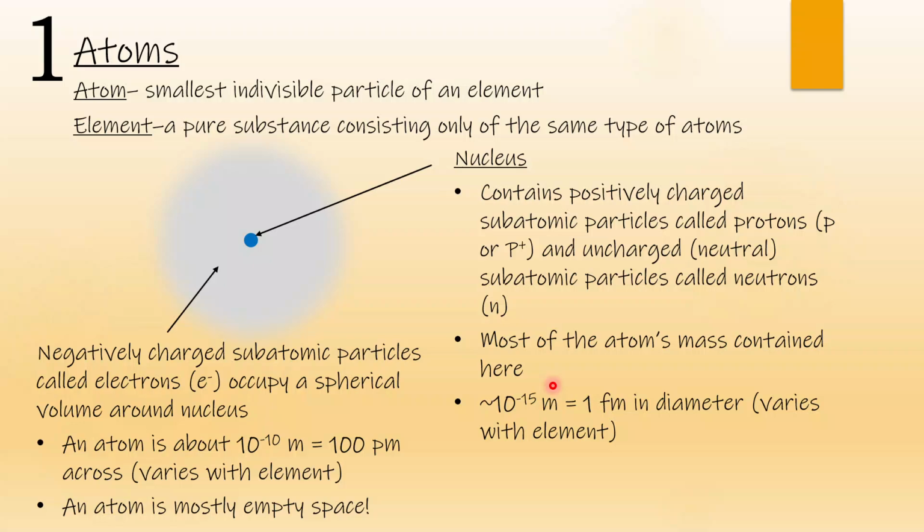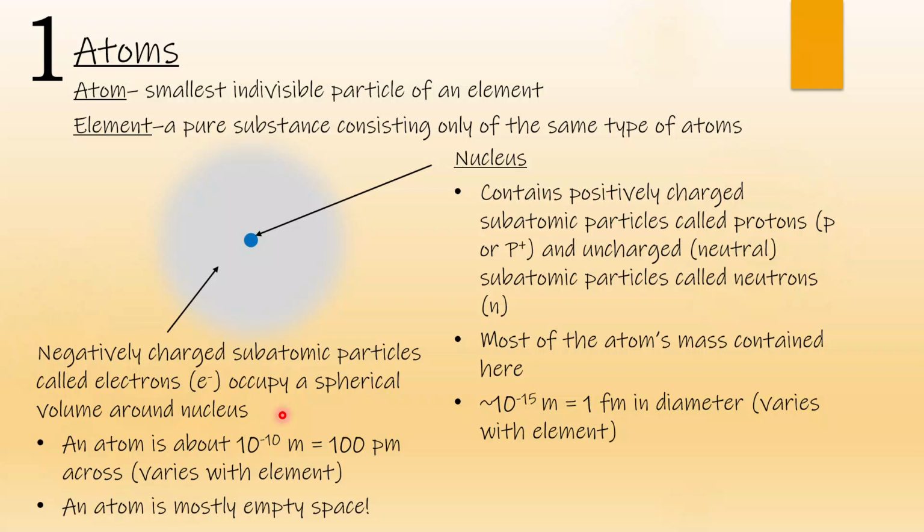Now, this gray volume that surrounds the nucleus, if it were in 3 dimensions, would be a sphere. This is where we have our negatively charged subatomic particles called electrons. And these electrons are occupying this spherical volume around the nucleus. And they are negatively charged. As a matter of fact, we give those the symbol e with a superscript minus.